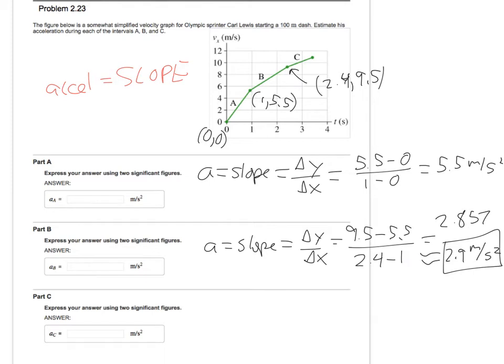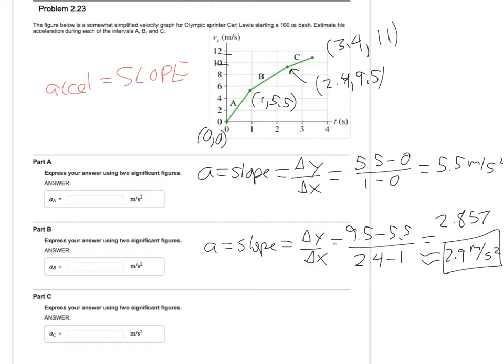For the final part here, part C, I need one more point, so I'm going to estimate this one. I'm going to say, again, I think it's about 3.4, looks like a little bit less than halfway. And for my y value, that looks pretty close to directly in the middle. So I'm going to say that is a y value of 11, because we're in between 10 and 12 here.